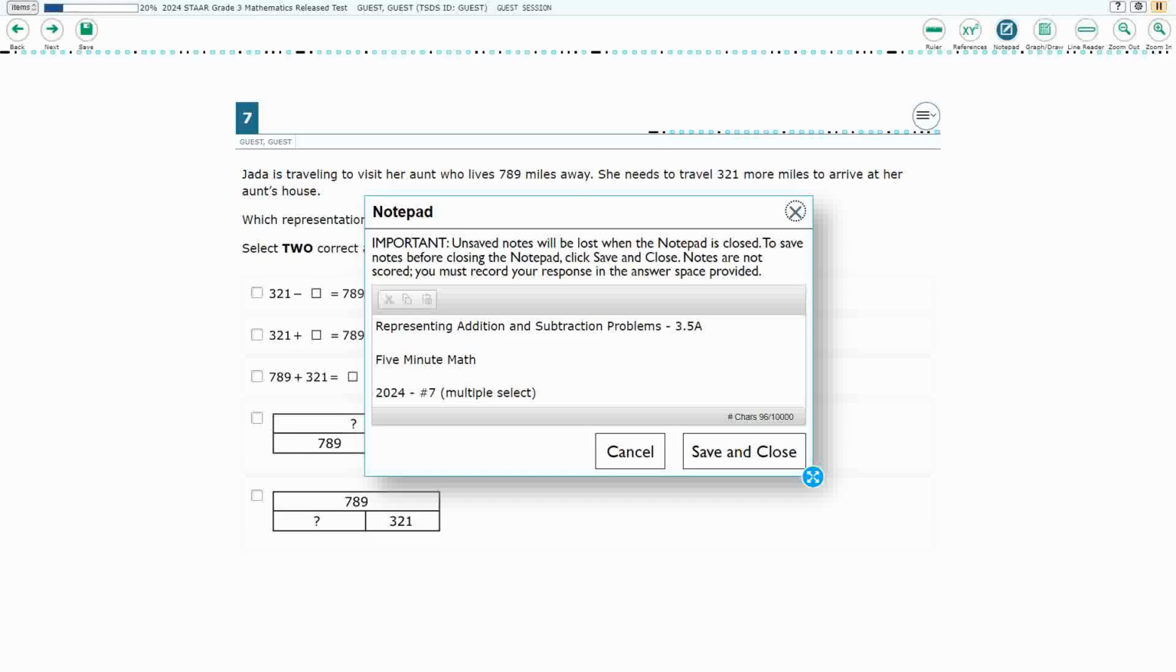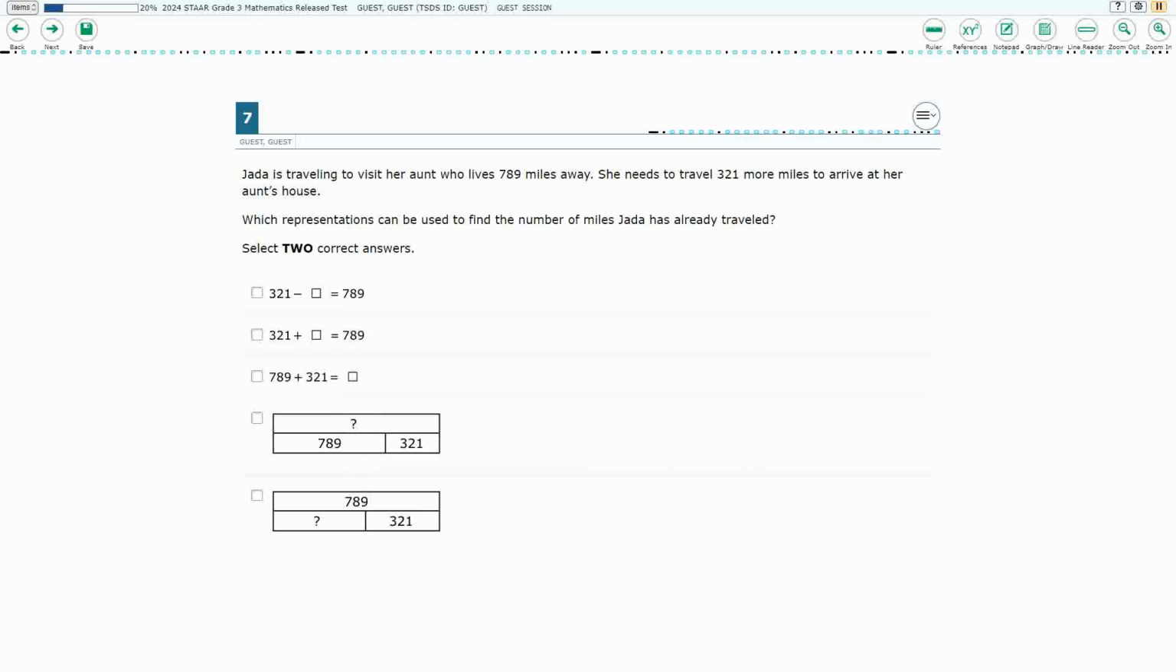Today we are looking at the third grade concept of representing addition and subtraction problems. This is standard 3.5a in the great state of Texas, and we are using item number 7 off the 2024 release STAAR, which is a new item type called multiple select. If you haven't done so already, please go ahead and take a moment to pause the video, work this problem out on your own, unpause it, and we will look at our answers together.